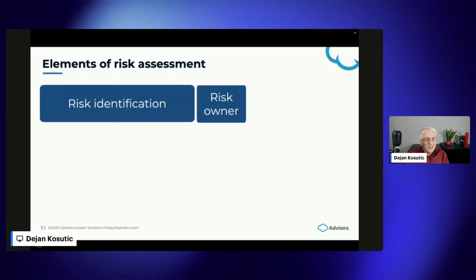Second element that is mandatory is that you need to define these risk owners. Basically, risk owners are people who are in charge of handling this risk, right? So this could be a security officer, but this could also be, let's say, an owner of a particular asset. So this might be, let's say, a system administrator who is in charge of a particular IT system. This person can also be a risk owner.